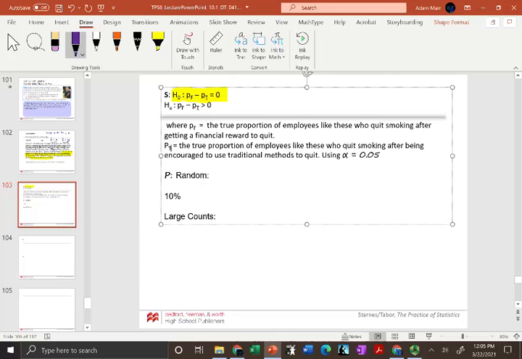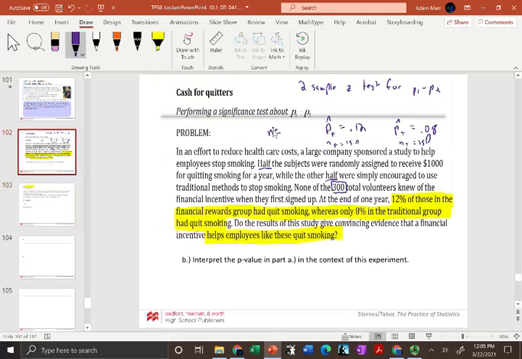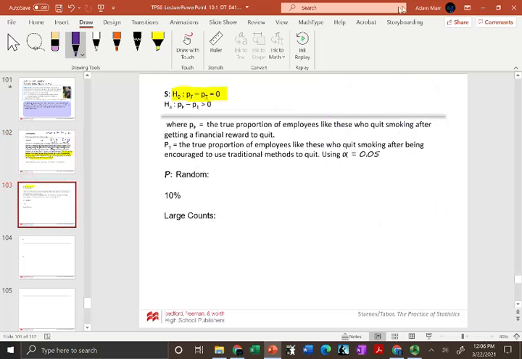Now we're going to go to plan. Now in this case, you've seen some of these problems are actually random assignment and not random sampling. Let's take a look at what this was. It looks like half the subjects were randomly assigned to receive $1,000. The other half were encouraged to use. These subjects were all randomly assigned, so right here is a random assignment.